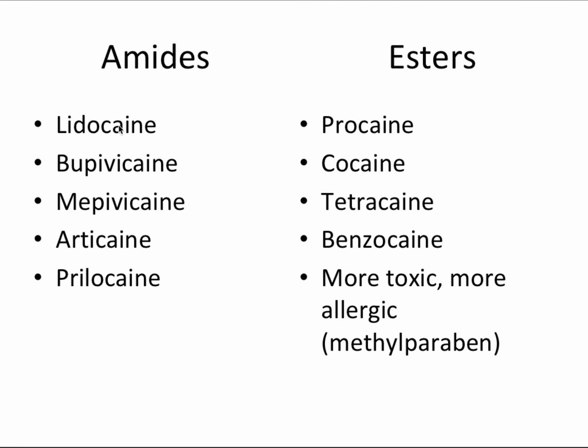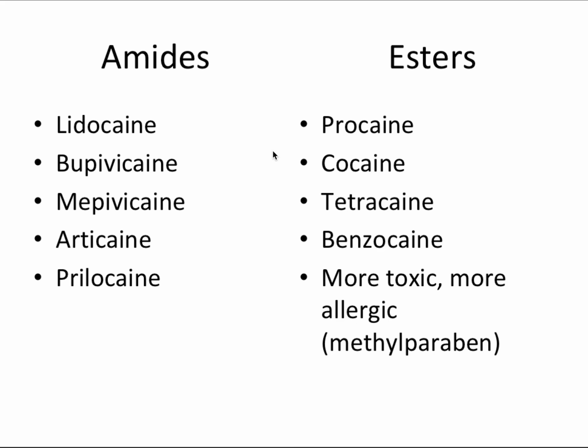And here we have a comprehensive list for exam purposes of the amide and the ester local anesthetics. So we have lidocaine, bupivacaine, mepivacaine, articaine, and prilocaine as part of the amide category, and we have procaine, cocaine, tetracaine, and benzocaine as part of the ester category. And you might notice that they all end in this suffix caine, which is a really important suffix to remember. If you see that, you know you're dealing with a local anesthetic.